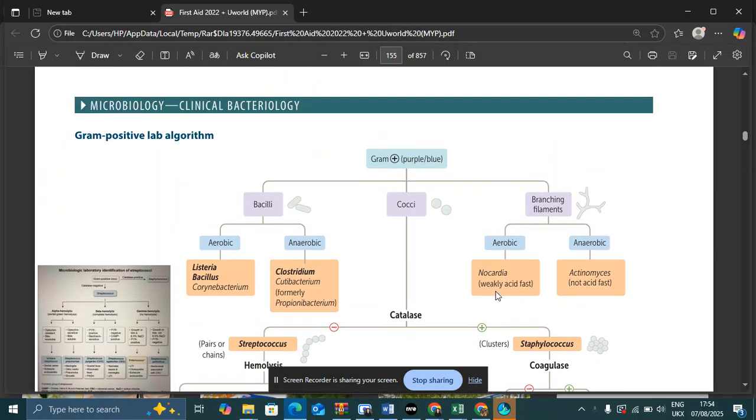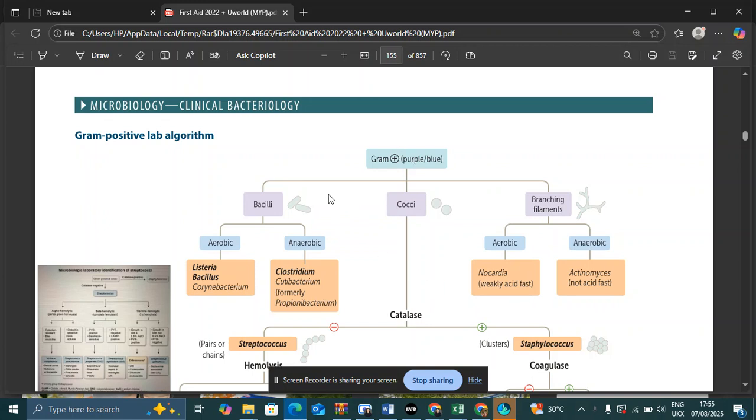My name is Dr. Hamid and our today's topic of discussion is rheumatic fever, a very important topic for the preparation of USMLE Step 1 and Step 2. But before that, I want to explain this gram positive algorithm. This flowchart is very important for the better understanding of rheumatic fever.